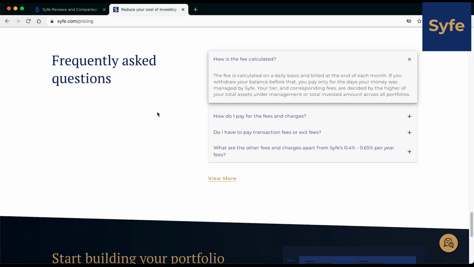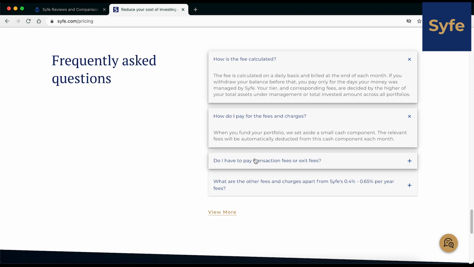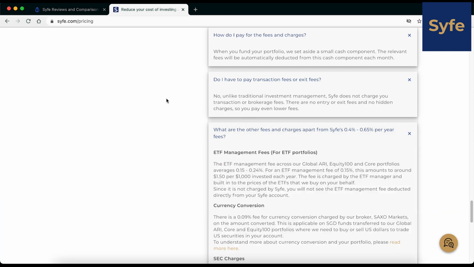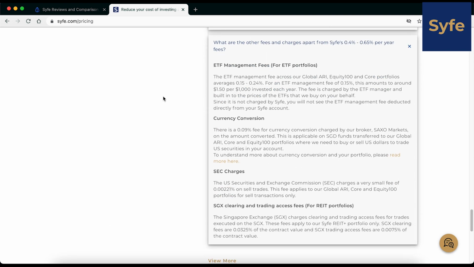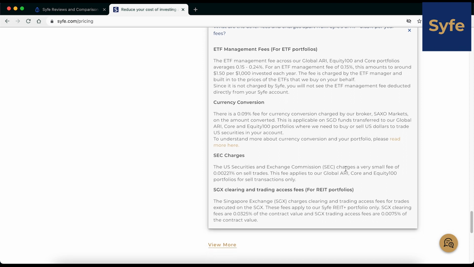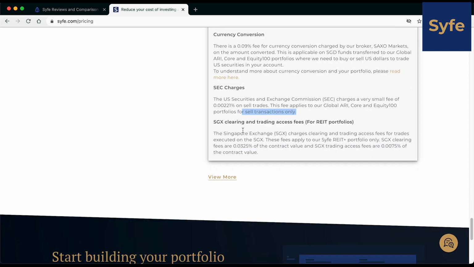Okay, so just some frequently asked questions on Syfe. So how is the fee calculated? It's accrued on a daily basis and billed at the end of each month. How do you pay? When you fund your portfolio, they will have a small cash component and then they will deduct from there. Do you have to pay any transaction fee or exit fee? No need. They do not charge you any transaction or brokerage fees other than the management fee, of course. What are other fees and charges? Okay, they have ETF management fees, that's actually charged by the ETF manager. And then there's currency conversion, your FX foreign exchange. There's SEC charges. This is a very small fee, so I won't really bother. And SGX clearing fees for REIT portfolios.